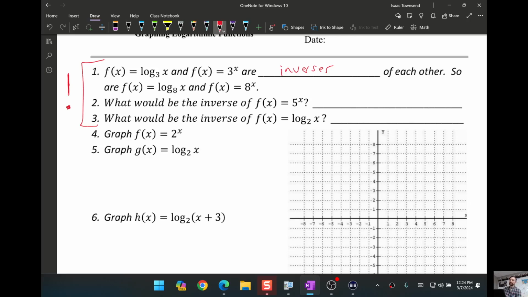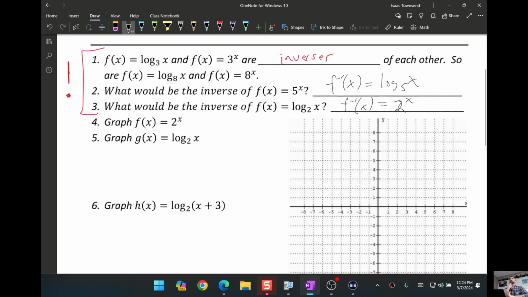Also, log base 8 of x and 8 to the x are inverses of each other. So we will ask you questions like, what would be the inverse of 5 to the x, and you need to know that is log base 5 of x. Or we might ask you what is the inverse of log base 2 of x, and that would be 2 to the x. Until we're a little bit deeper into logarithms, I can't show you why it works that way, but you just need to notice this pattern.